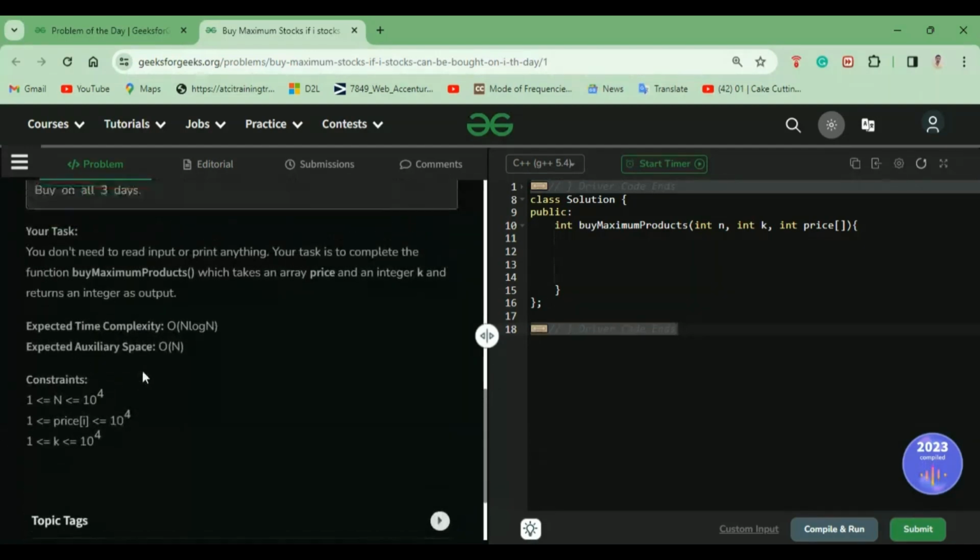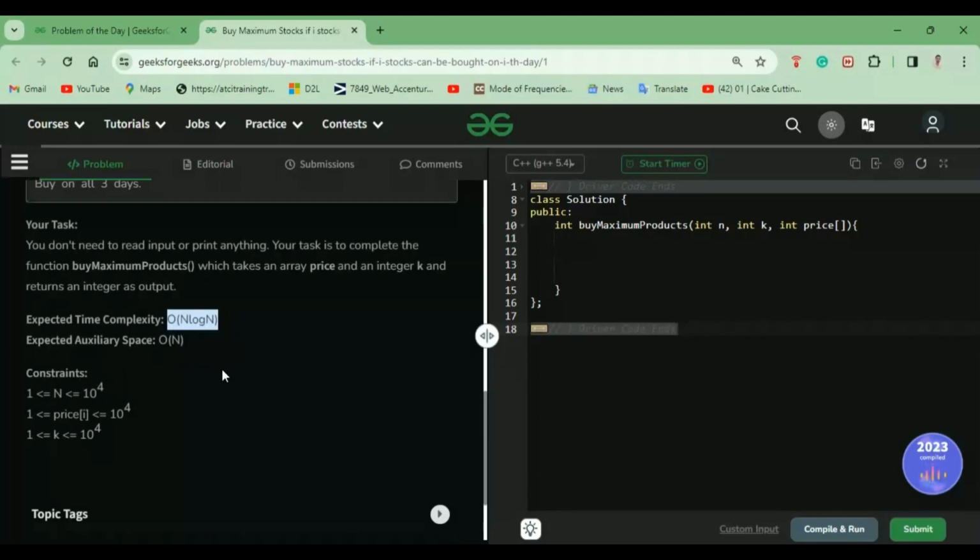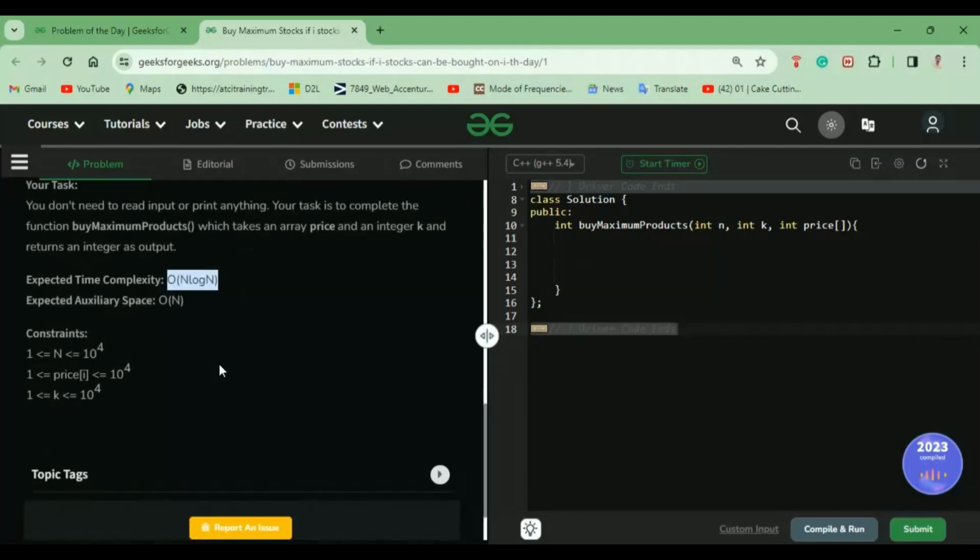Let's see the expected time complexity is n log n, and expected auxiliary space is n. You can understand from this that the expected time complexity n log n simply gives you some idea of sorting, because for sorting we need n log n time complexity, whichever sorting algorithm you use. So this gives some hint that we have to use sorting, though we can't take it for granted because we are not sure right now.